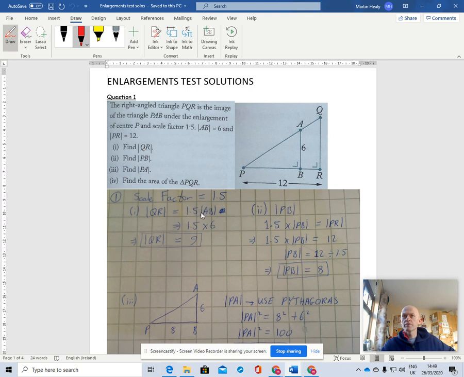Well, if the scale factor is 1.5, you just multiply 6 by 1.5, and the length of QR is 9, because QR is the corresponding side to AB. Now find PB. Well, the length of PR is the image side, and the length of PB is the side in the original shape. So in this case, we're just going to divide, as I've done here. I think you worked that one out yourselves as well.